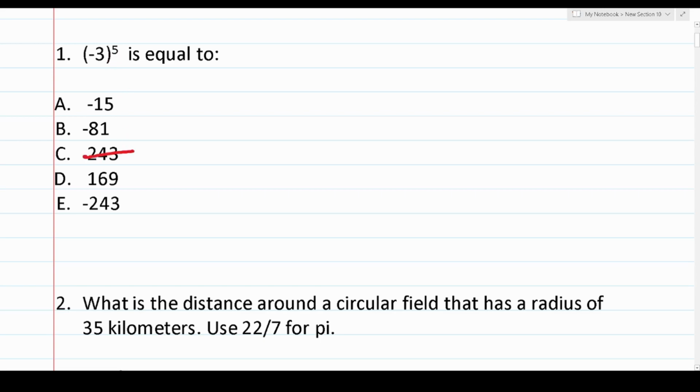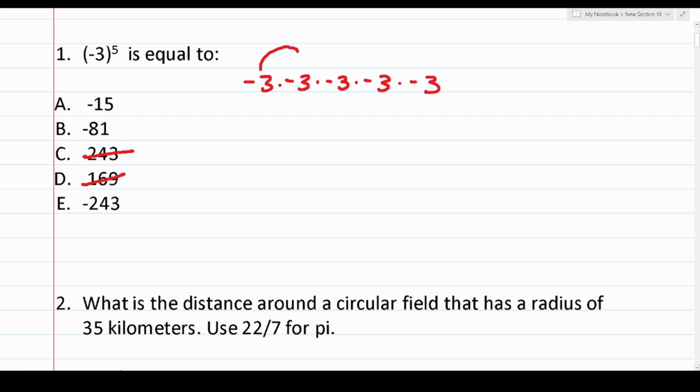So right off the bat, I'm going to cross out these two answer choices that are positive. And in addition, we also have to know that -3 to the 5th is the same as -3 times itself 5 times. So that looks like this: -3 times -3 times -3 times -3 times -3. And by working this out, we'll figure out which of these is correct. So let's go ahead and get started.